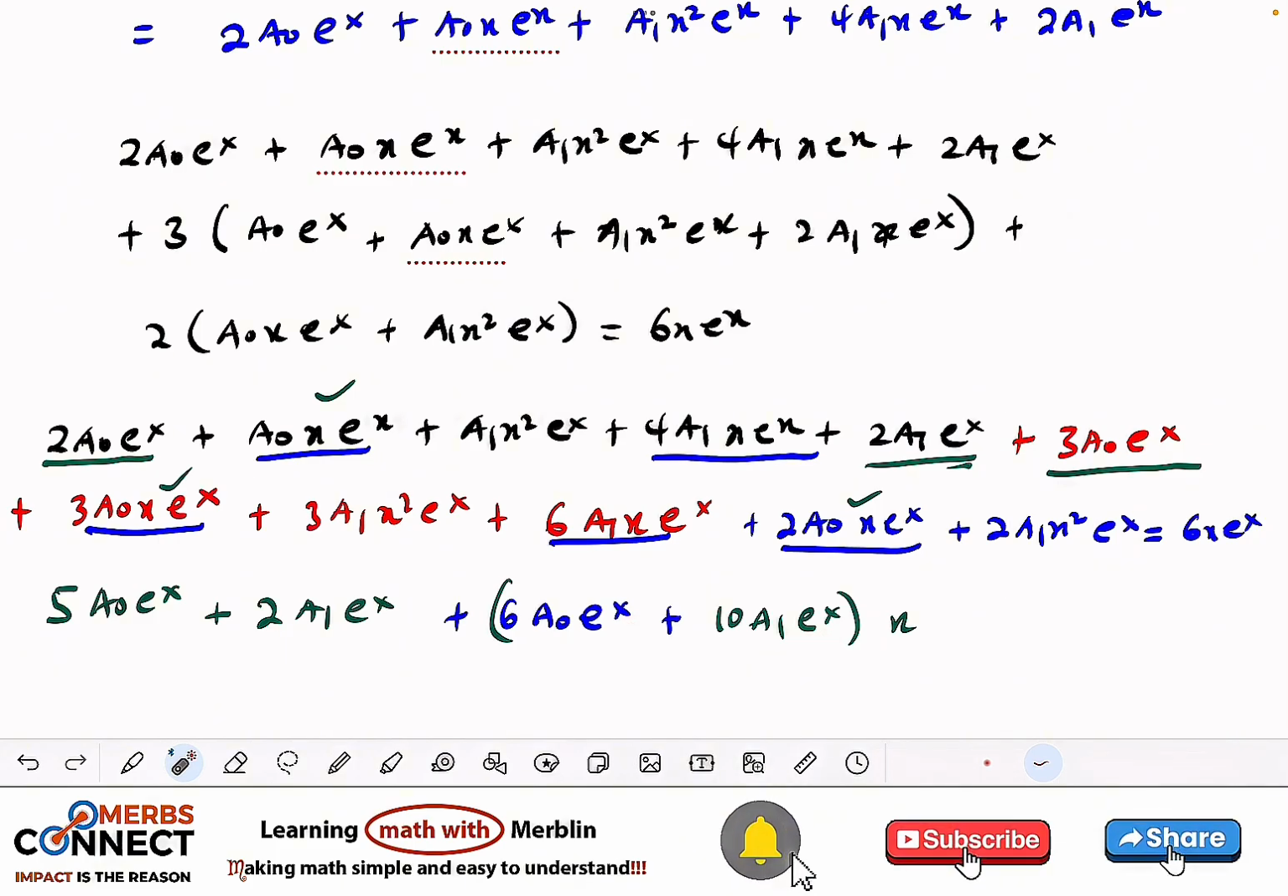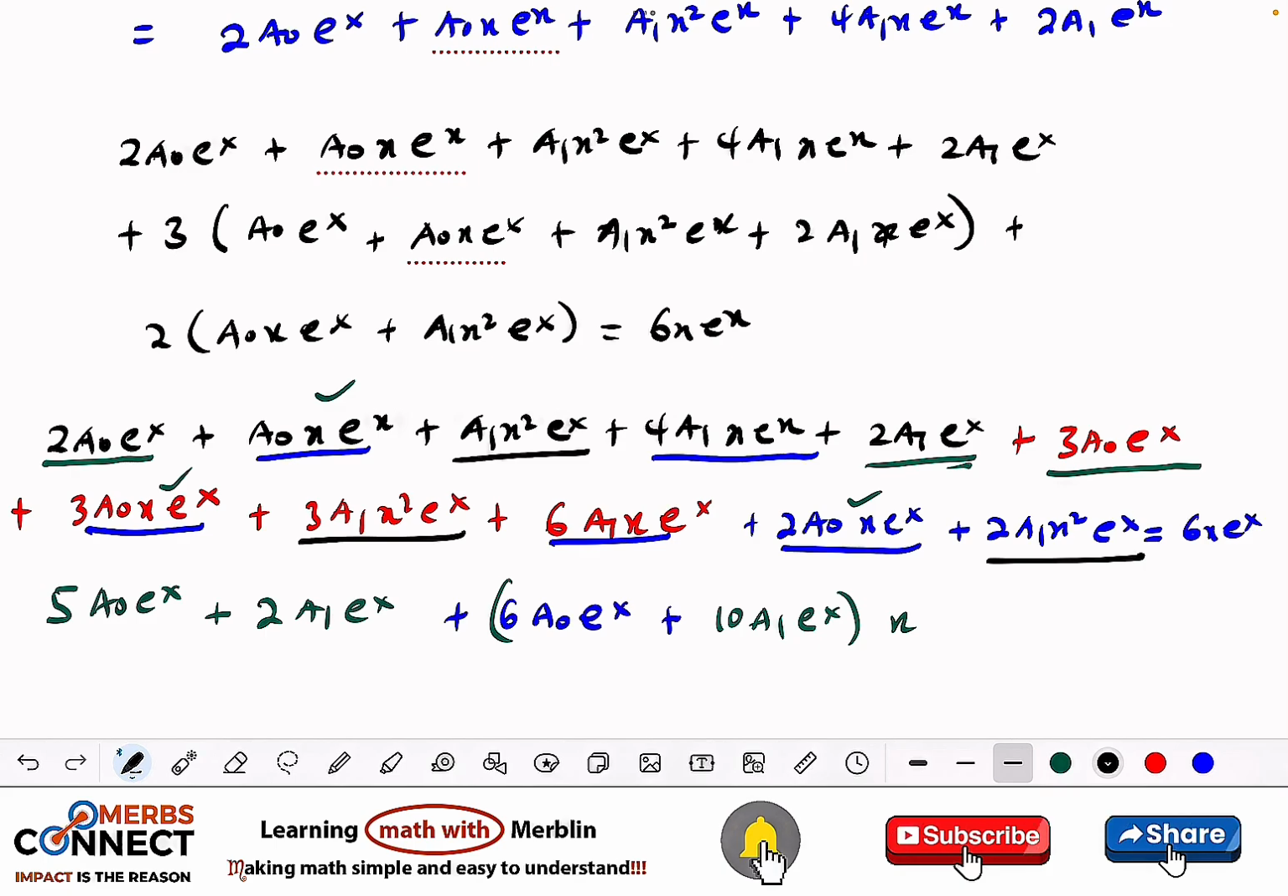So now that we are done with all the terms with x and without x, we move to the terms with x squared. So the ones with x squared, we can see this, this, and that. And we can see that all of them are in terms of a1. So this is a1, a1, a1. So when you add them, we are going to have 6. So you're going to have plus 6a1 x squared e to the power x, which is equal to 6x e to the power x.